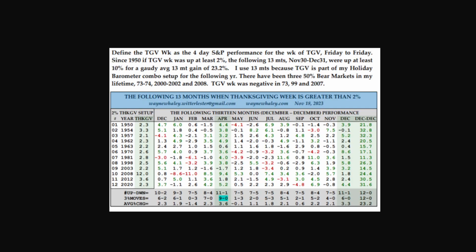Sorry, this is the data here. If Thanksgiving week is up at least 2%, then the year to year is bullish, but it needs to be up at least 2%. So keep that in mind. Let's see if the market is going to be up at least 2% during the week. If that is the case, then 100% of the time, December to December, we end up being green.